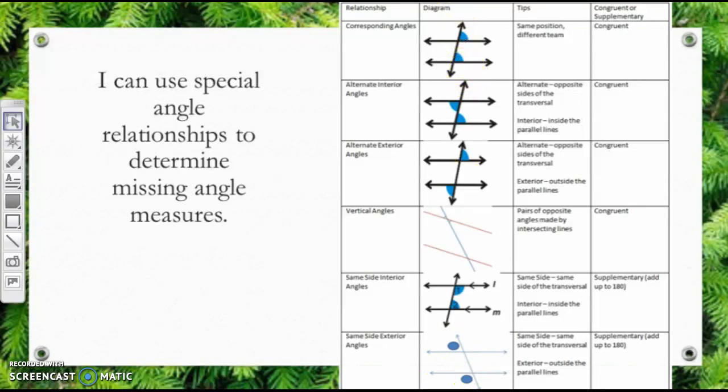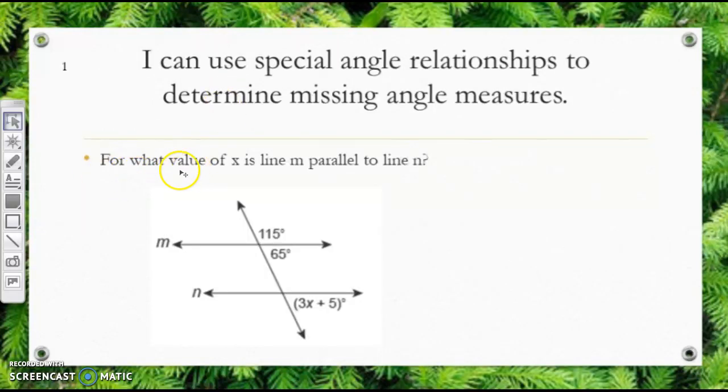All right, so let's look at how to solve a problem. For what value of x is line M parallel to line N? Okay, so we know we're trying to solve for x, so we know we have to use this angle. And then we're going to try to figure out which other one we need. Okay, so we have to think about our angle relationships.